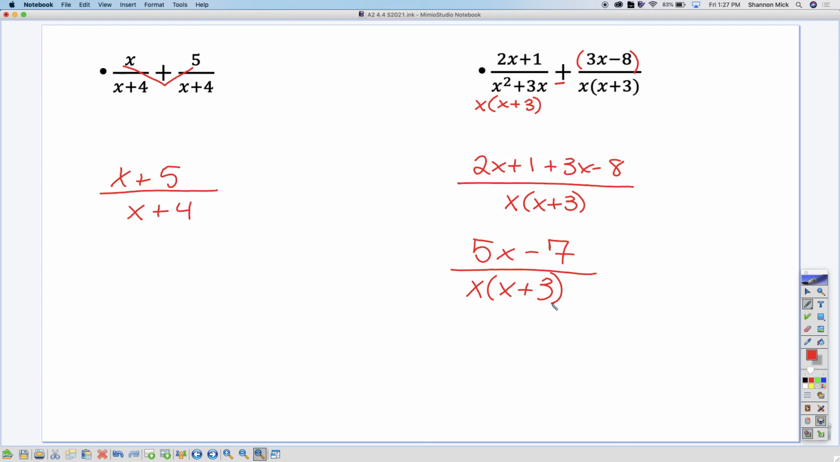I don't remember if it asks you for excluded values or domain, but can I do that as well? Okay, so x can't be what here? 0 and -3.